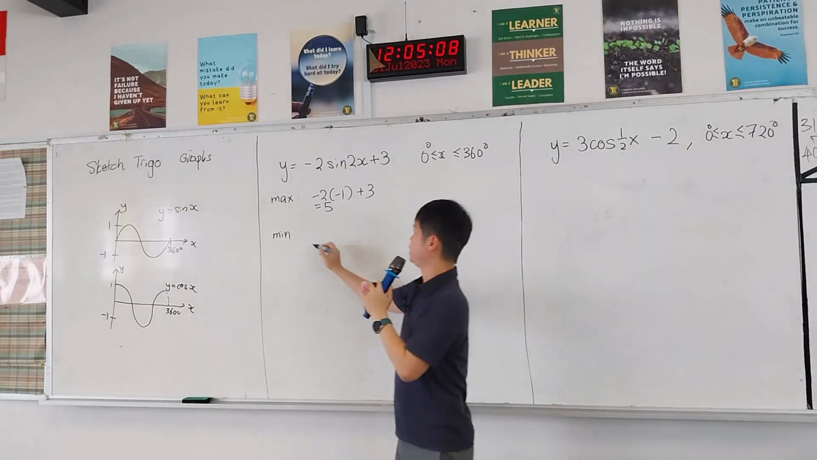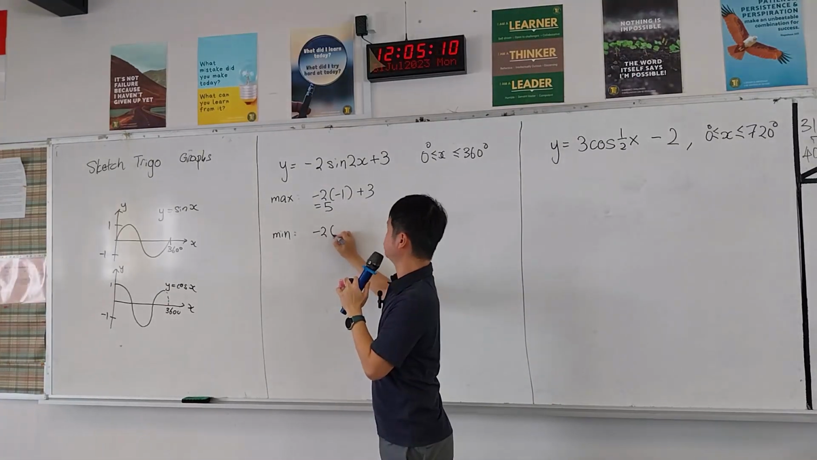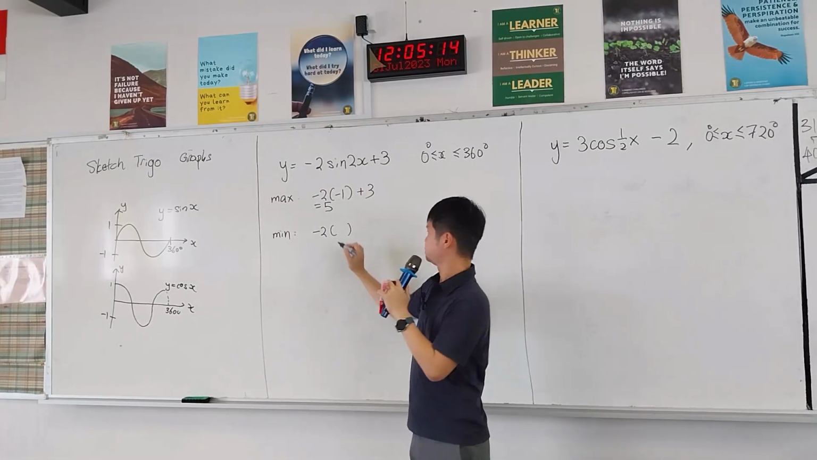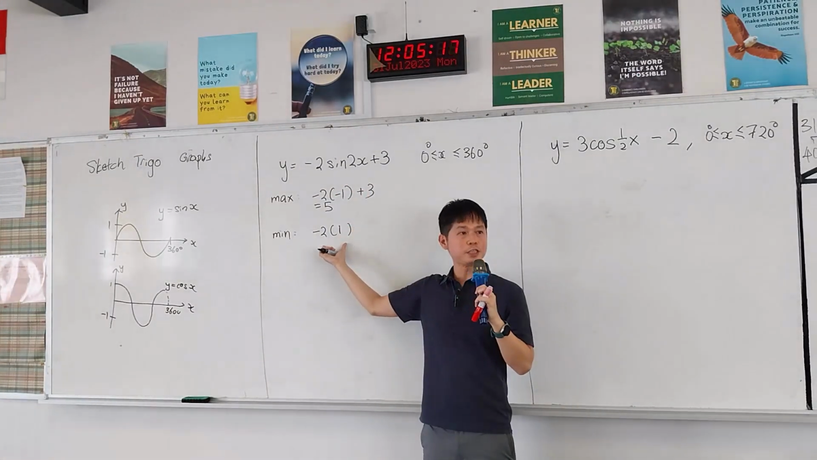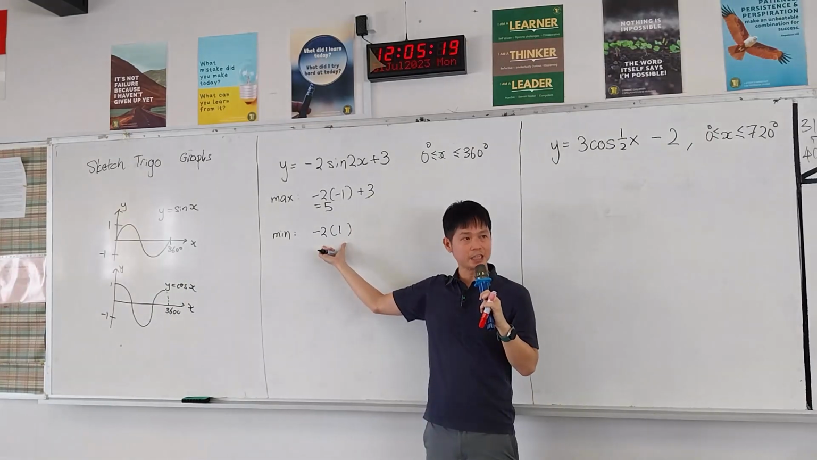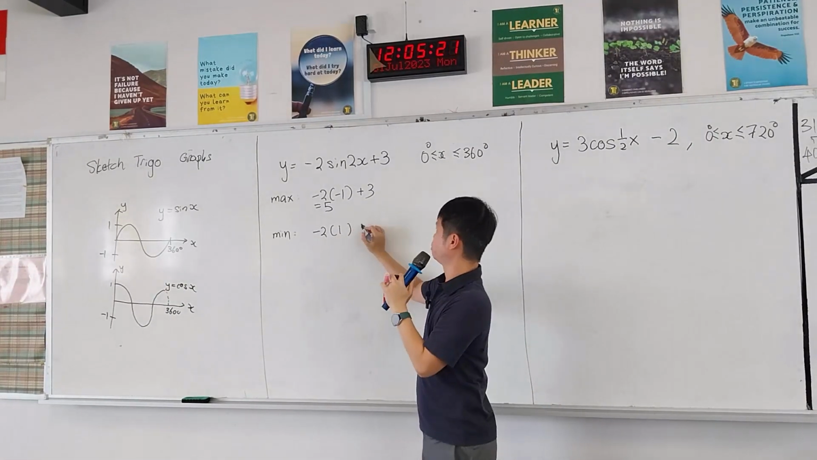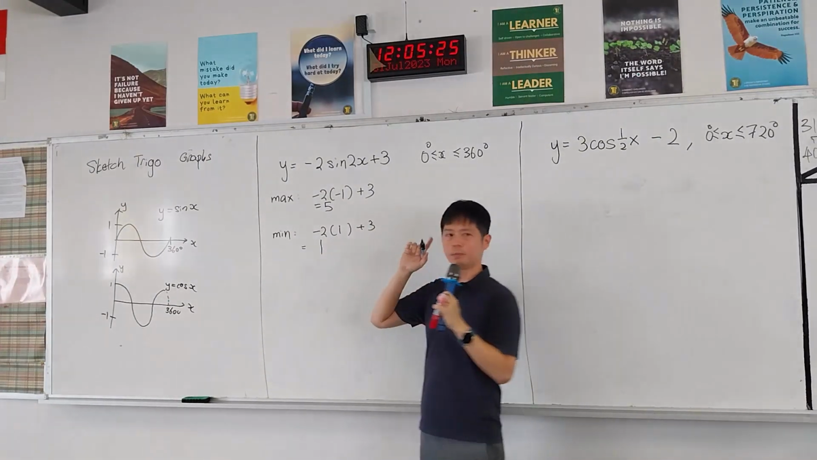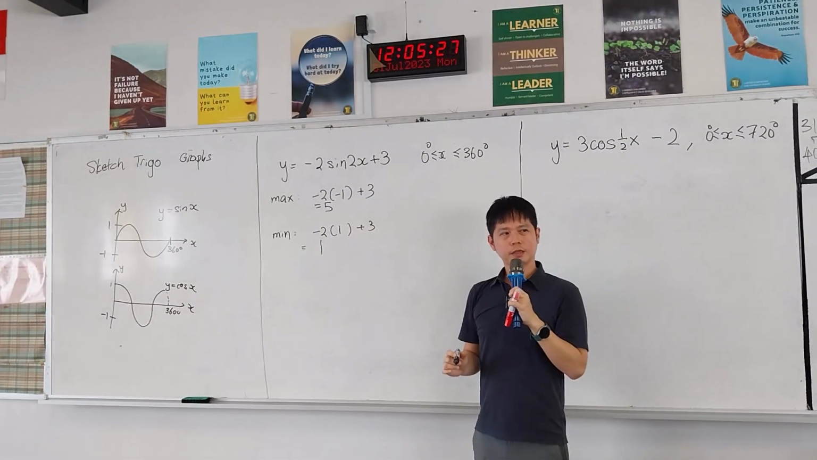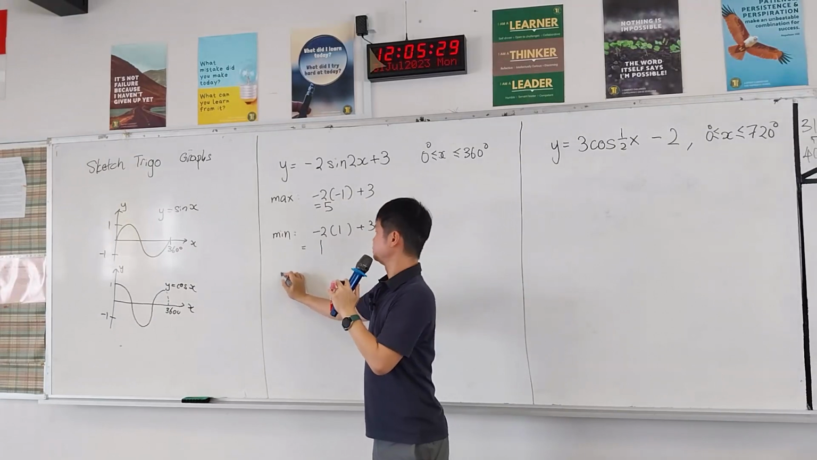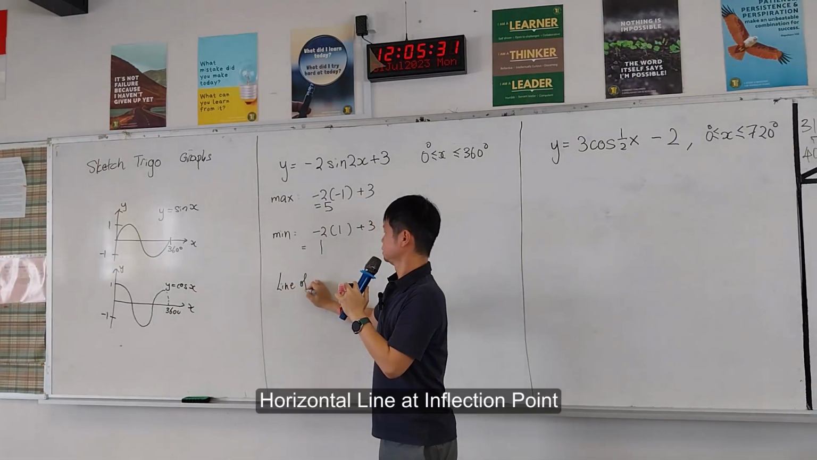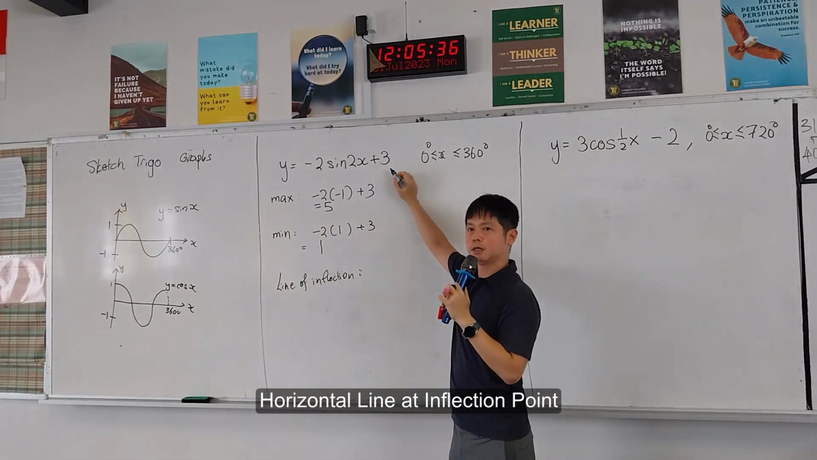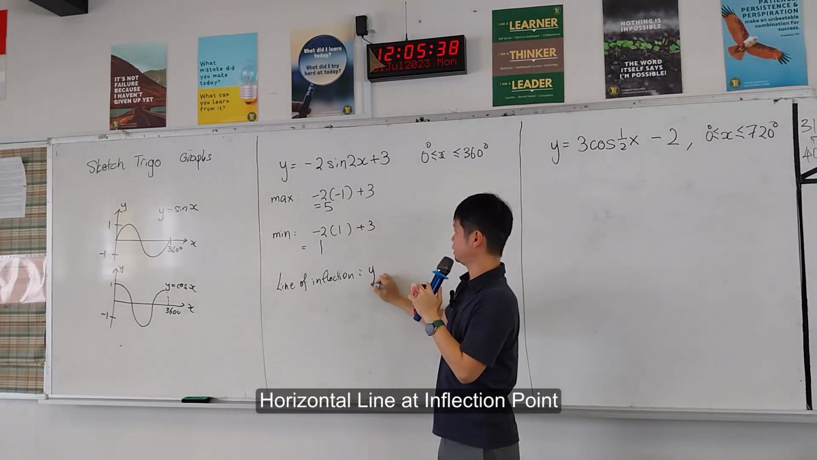Now I go to my minimum. Negative 2 multiplied by the biggest number you can have, which is 1, right? I want something that is very small, so I want something that is very negative. So negative 2 plus 3, the answer is 1. So I got my maximum, I got my minimum. Now, what is my line of inflection? My line of inflection is y equals 3.